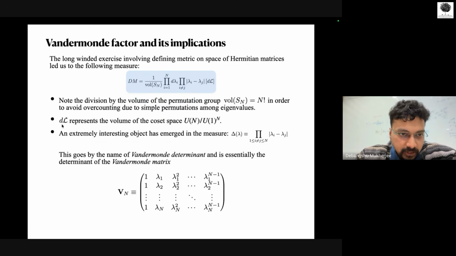This object here in brackets, d curly L, is precisely what represents the volume of this coset space Un modded out with U1 to the power n, which is what we spoke about. This is precisely that ambiguity.